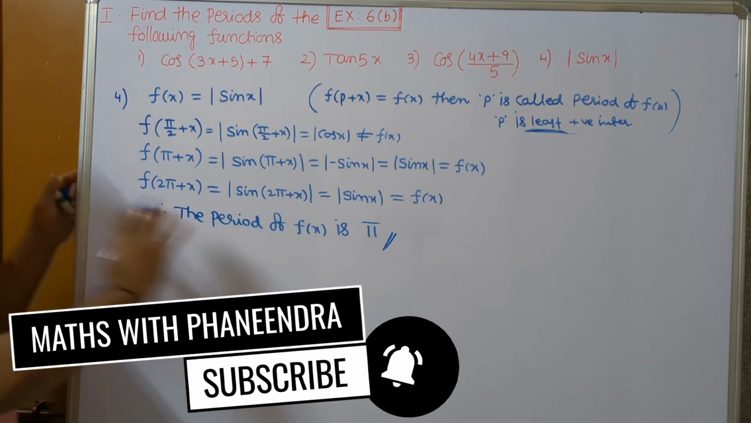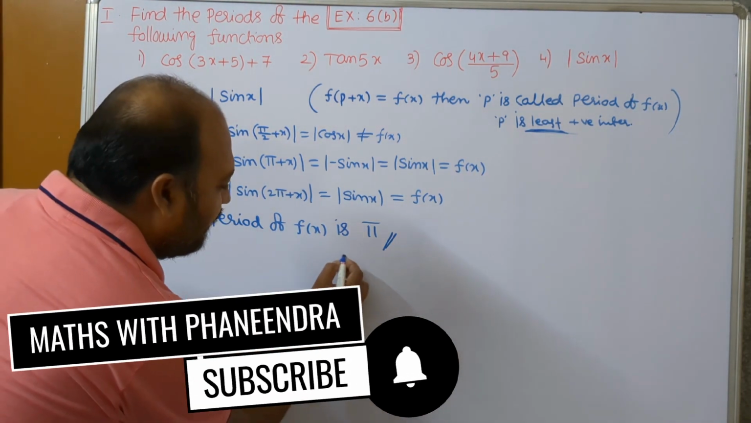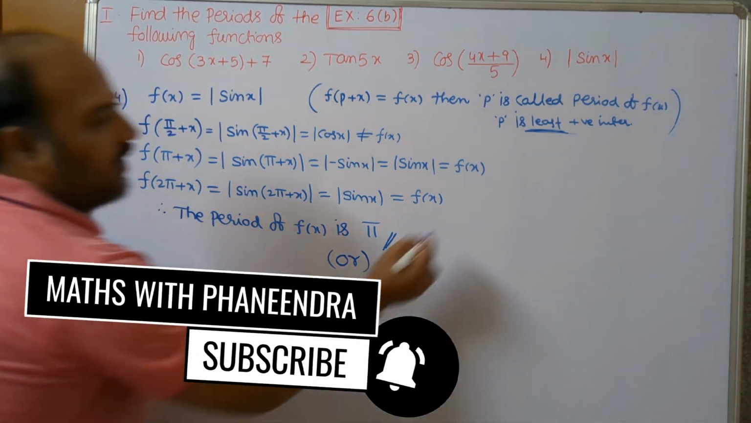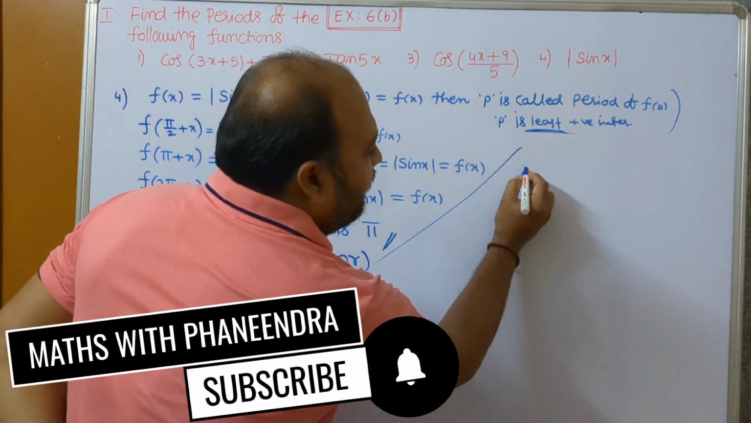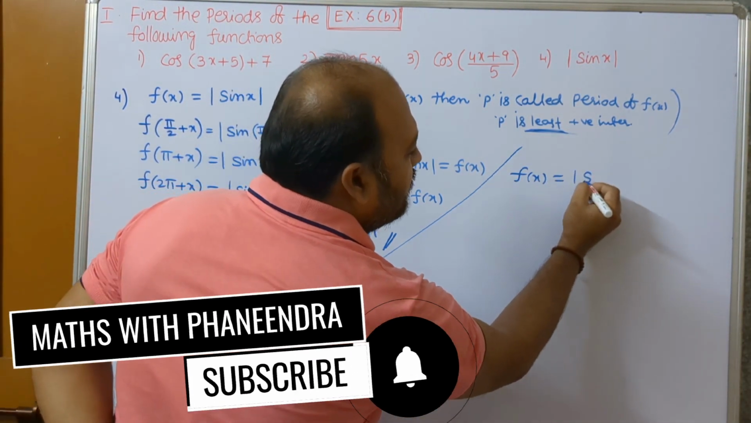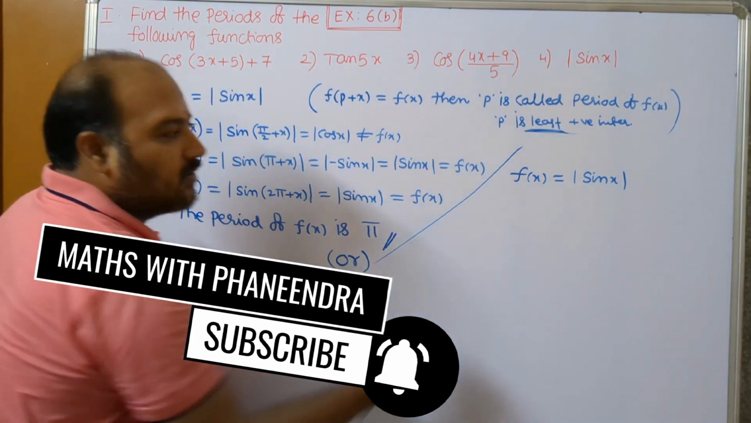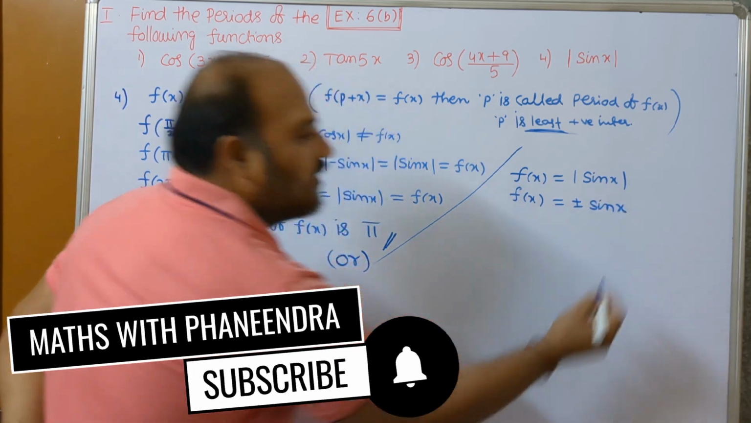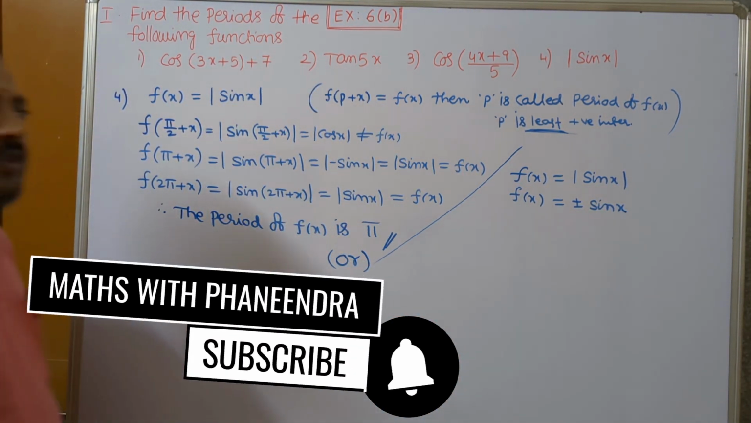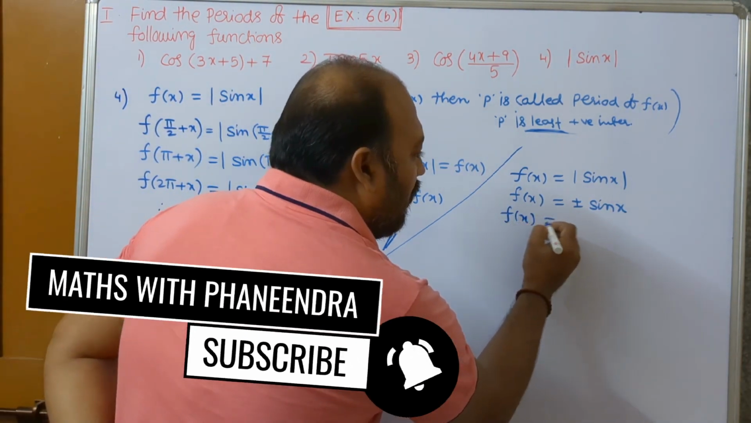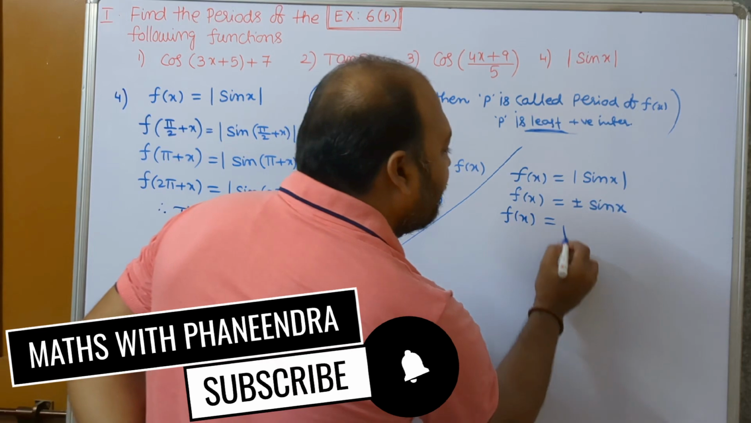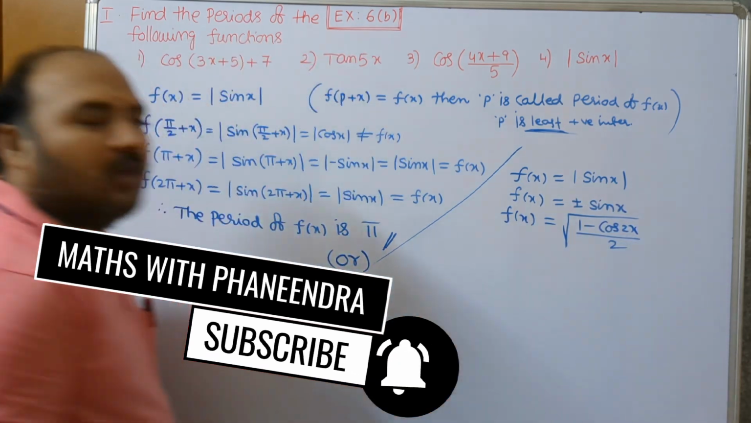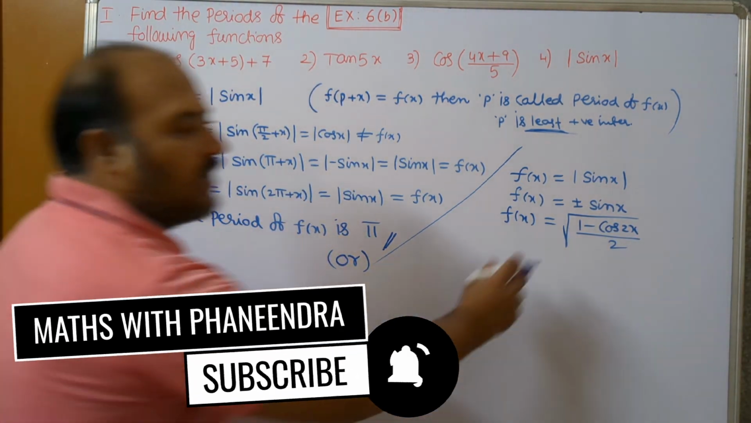Instead of this explanation, another method I am going to suggest for you. Here the function is defined as f of x equal to mod sin x. Can I write it like this, plus or minus sin x? If you remove the modulus, you will get plus or minus sin x. So f of x equals mod of plus or minus sin x, we can write it as square root of (1 minus cos 2x) by 2.